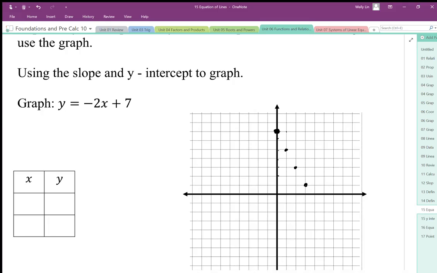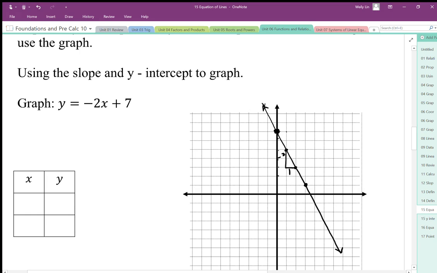And I can then use those coordinates that I generated from the y-intercept and the slope to be able to graph that line. And I can see my slope very clearly here as -2, +1. I can check this by substituting in some x values. X is 0, y is 7. Yep, I've got that point there.